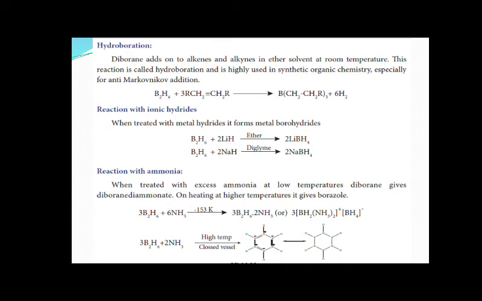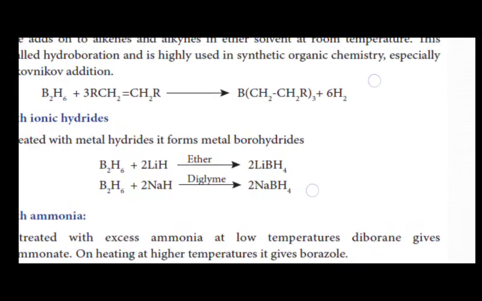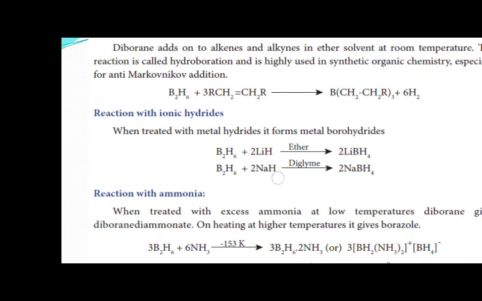In Markovnikov addition, the negative part of the addendum adds to the carbon having lesser number of hydrogens. In anti-Markovnikov, the negative part will add to the carbon having more hydrogens. So borane here reacts with a double bonded compound and forms a compound like this, B(CH2CH2R) thrice. I told you the valency of boron is 3, so it forms a tri compound with 6H2O.